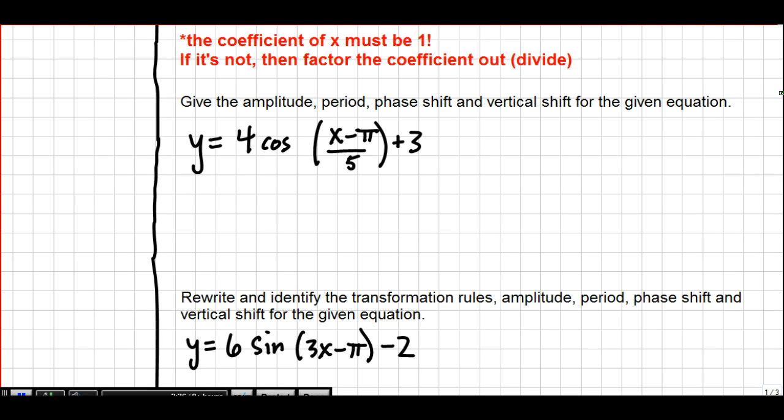Give the amplitude, period, phase shift, and vertical shift for the given equation: 4 cosine of (x minus pi over 5) plus 3. So I'd recommend writing the scale change rule and the translation rule. So let's start with scale change. Actually, we can write them both at the same time.